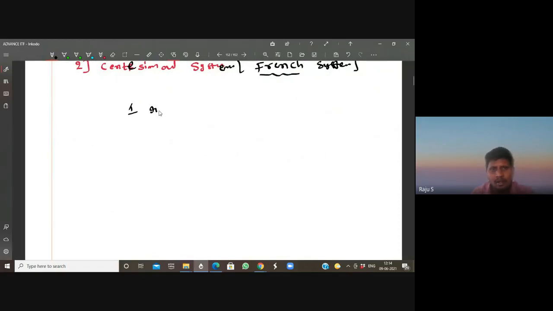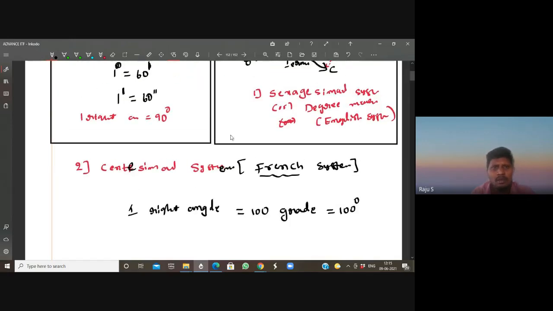One right angle can be divided into how many equal parts? 100 equal parts. Each part is called a grade, right? So 100 grades, that is also can be denoted by 100. And in degrees, 90 degrees, 1 degree is equal to 60 minutes.